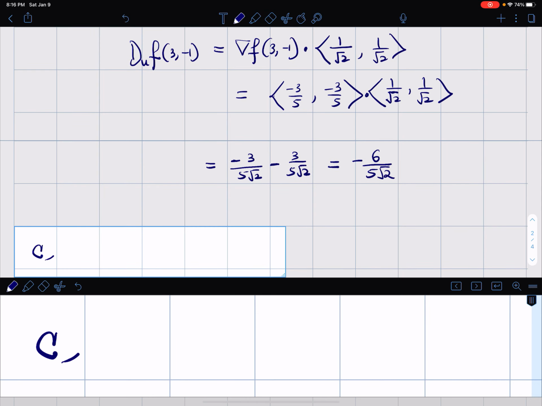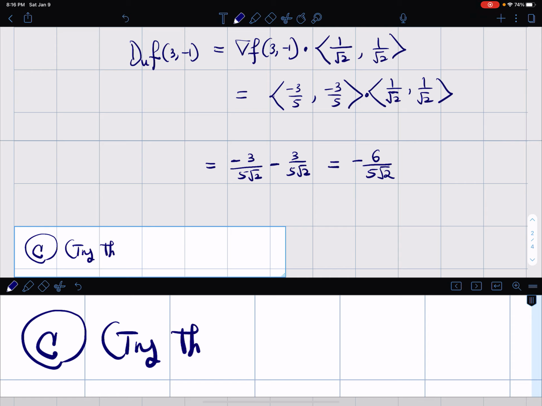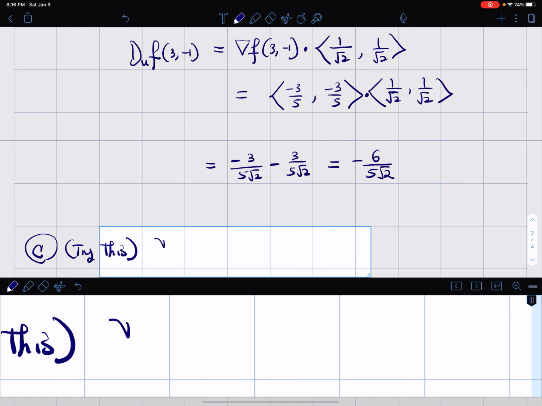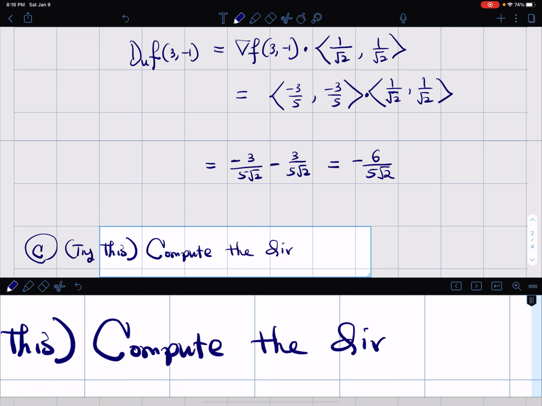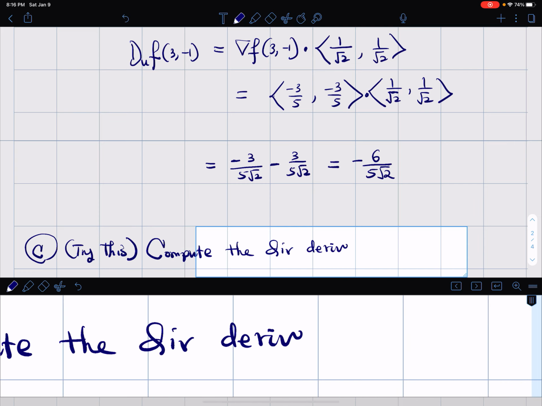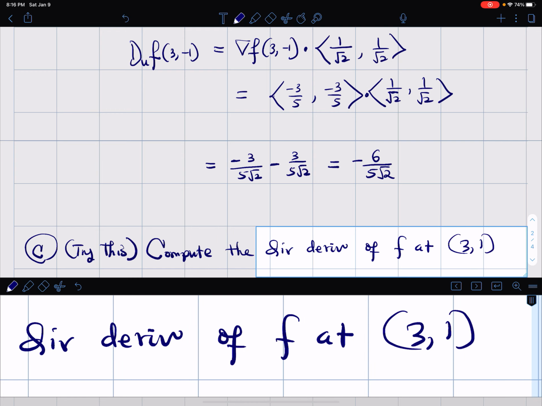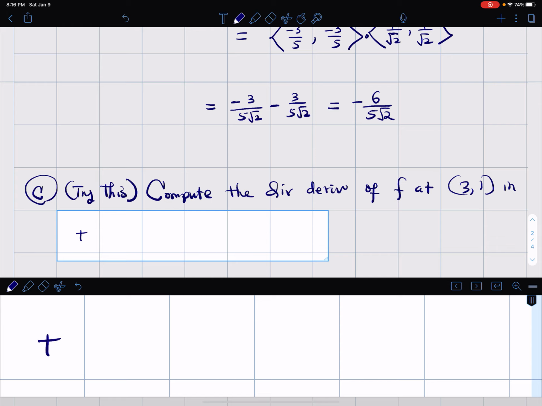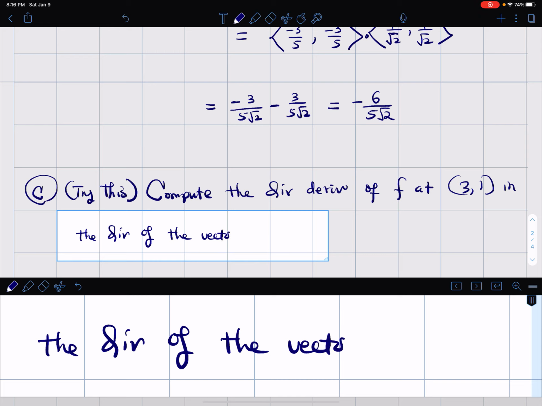All right, so I want you to try this one. Remember what I just warned you about. I want you to compute the directional derivative of f at (3, 1) in the direction of the vector (3, 4). All right, now there are a few other things we can do.